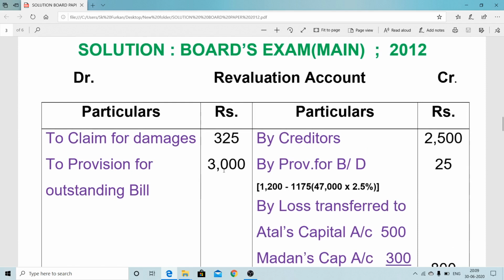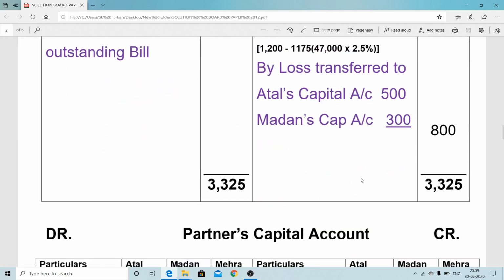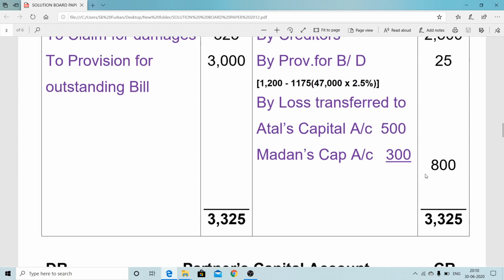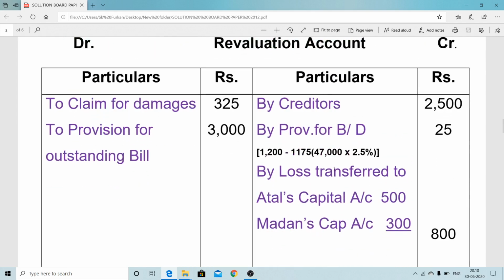Now this is the debit side figure. Debit side it is coming 3325 and credit side it is coming less, only 2525. So difference 800. Here loss arises, which is called loss on revaluation, and this loss we have to distribute to old partners, that is Atul and Madan, in their old ratio 5:3. So Atul's share of loss 500 and Madan's share of loss 300. So this is the revaluation, the first ledger. It is completed according to the instruction of this question at the time of admission of new partner.